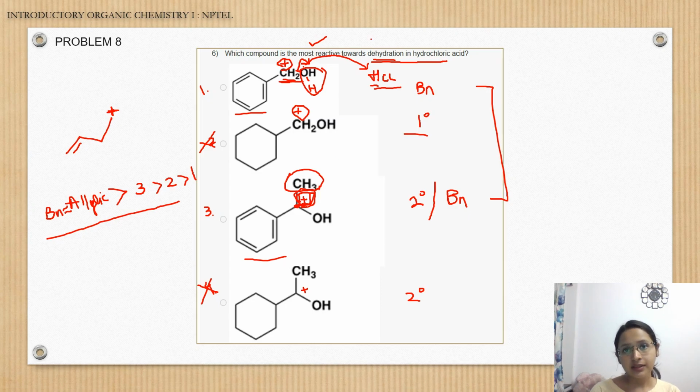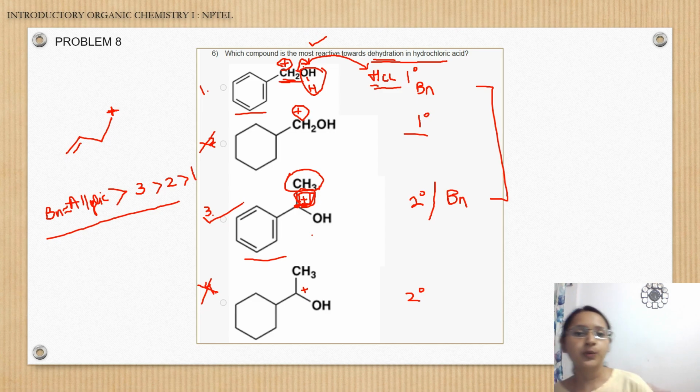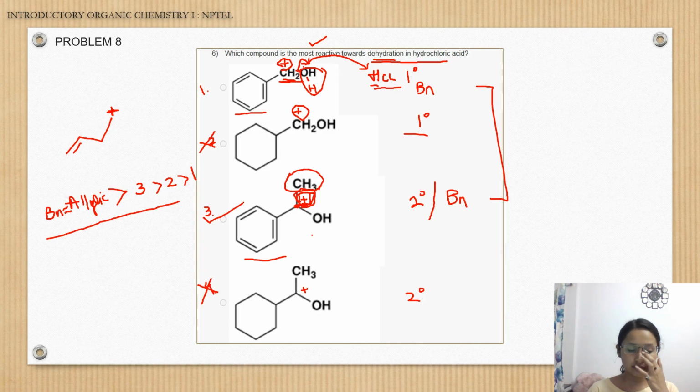So here, this is a benzylic cation, but it is a primary benzylic cation. But this is the secondary benzylic carbocation. That is why it is much more stabilized due to the presence of methyl, which is electron releasing in nature, and thus it will stabilize your positive charge much more than the first one. So the correct option will be option number 3. So it will give the most reactive affinity towards the dehydration in the presence of HCl. So is it clear to all of you the answer? Any doubts?